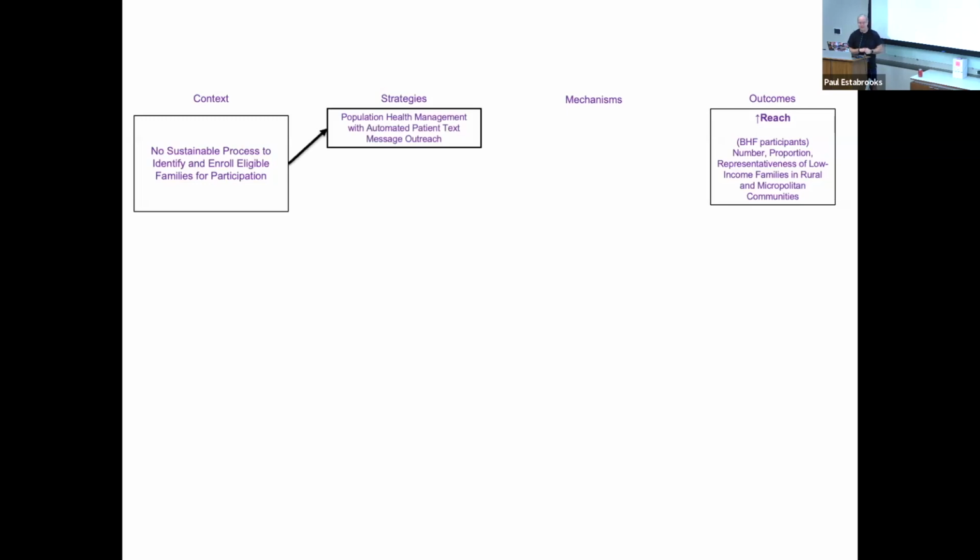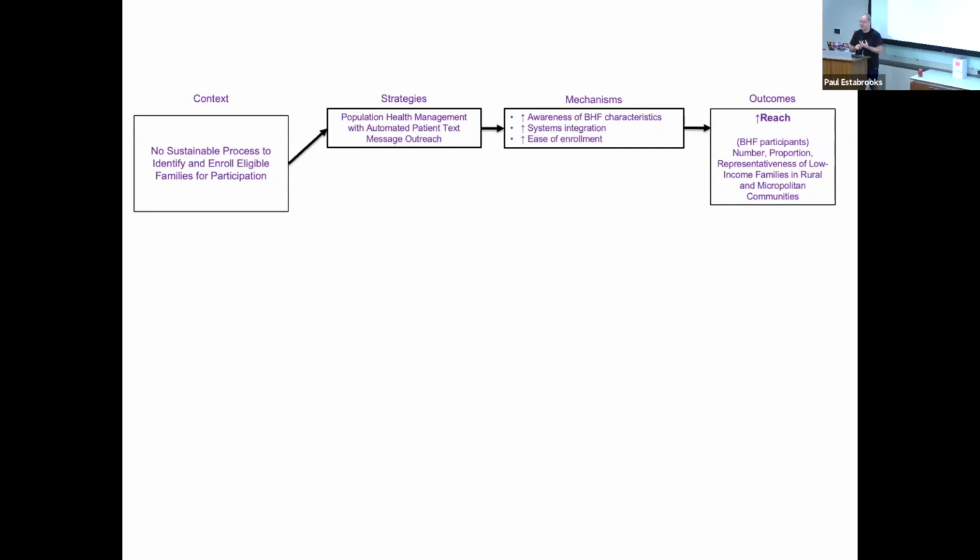And so we designed, this is how we think about it, a population health management automated text message outreach approach. We propose that the mechanism through which it would work is that it increases awareness of the Building Healthy Families characteristics, such as acceptability, feasibility, and appropriateness from the family perspective. Many families never hear about the local program. So one of the mechanisms is, can we get families to hear about it?